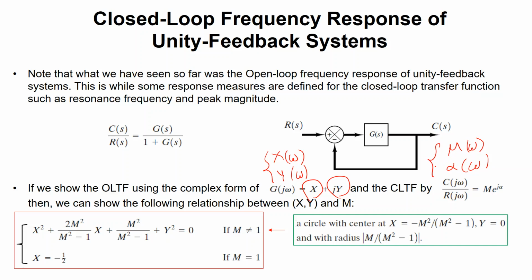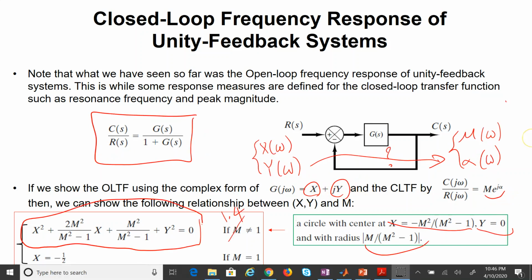The question is, what relation exists between x and y and m and alpha? If I give you x and y, how would you give me back m and alpha? How do you do this mapping? Well, of course, we use the relation between C over R, which is this guy, and G, which is this one. If you do a little bit of simplification, you find the relation between X, M, and Y, which is this one here that I showed on the top line.